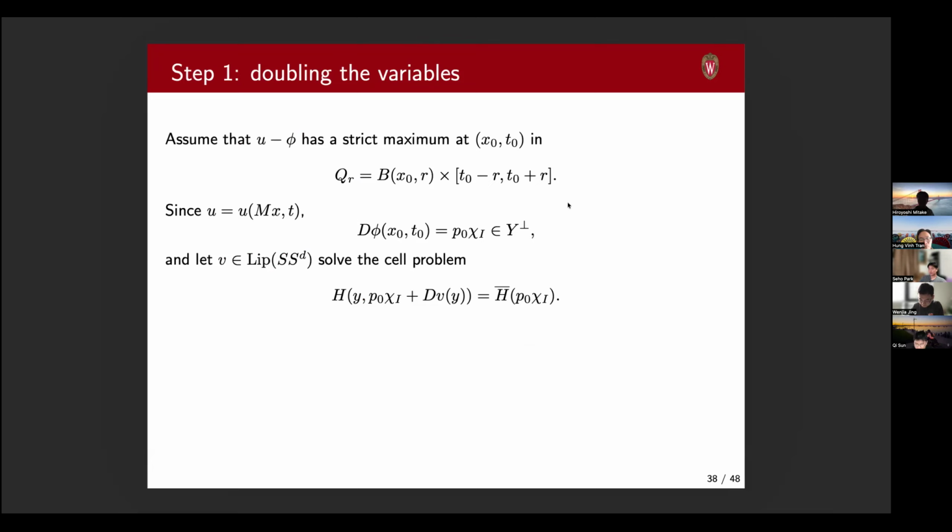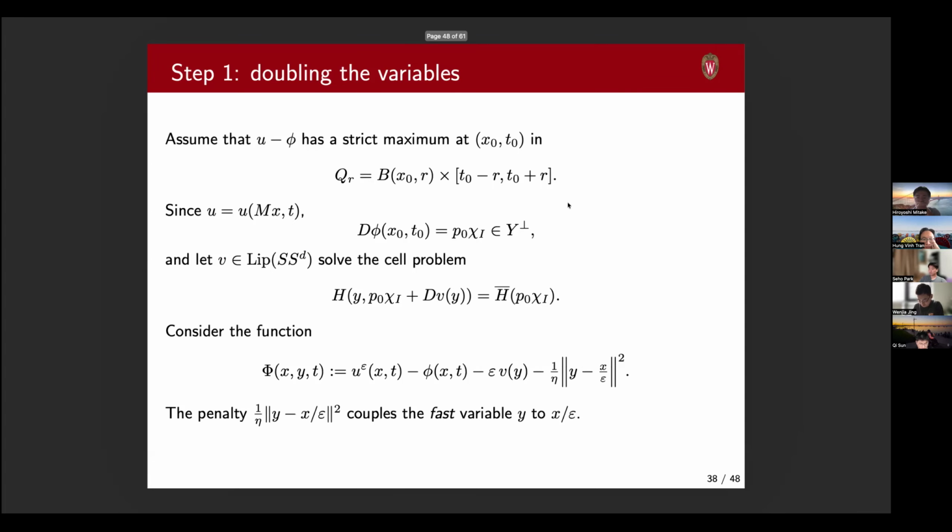So first we can think about the test function, which touches U from above on this bounded domain. And then since U only depends on the mean configuration, the gradient of this test function is in Y perp. It's only the constant function, so we can find the corrector, or the solution of the cell problem, in that momentum. Okay, and then we double the variable as usual.